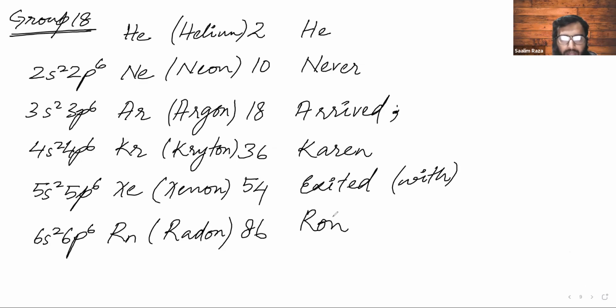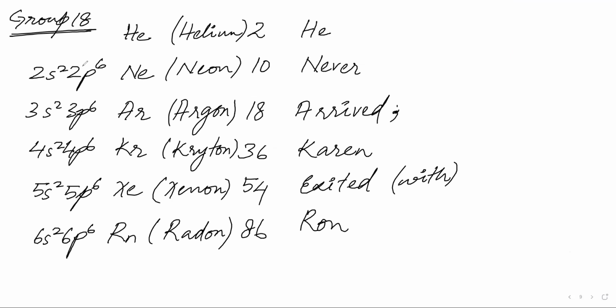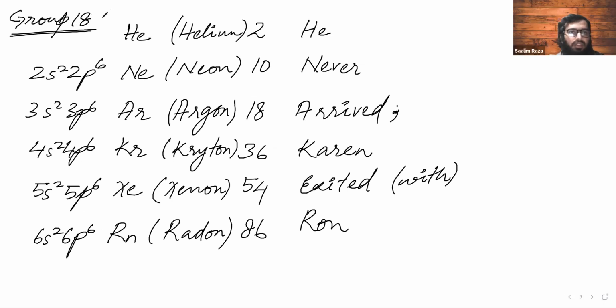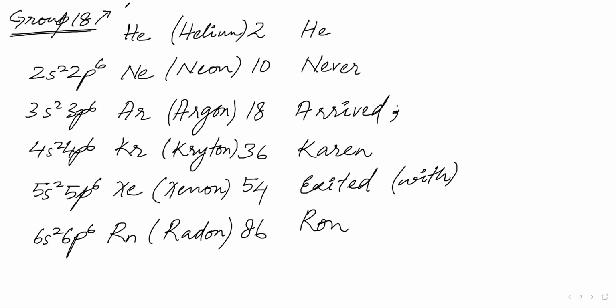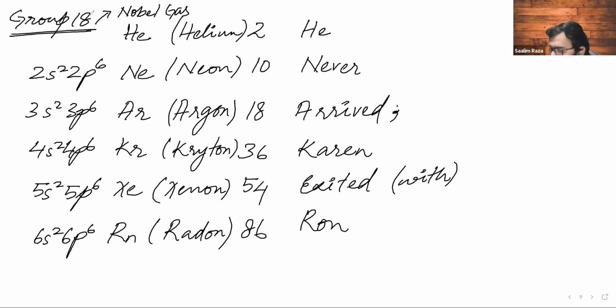Did you write this group 18 one? Yes, sir. Why did you not ask the name of group 18? We've written the name of everything. So this will be called, these are noble gases. Why noble? Because they have complete shells.